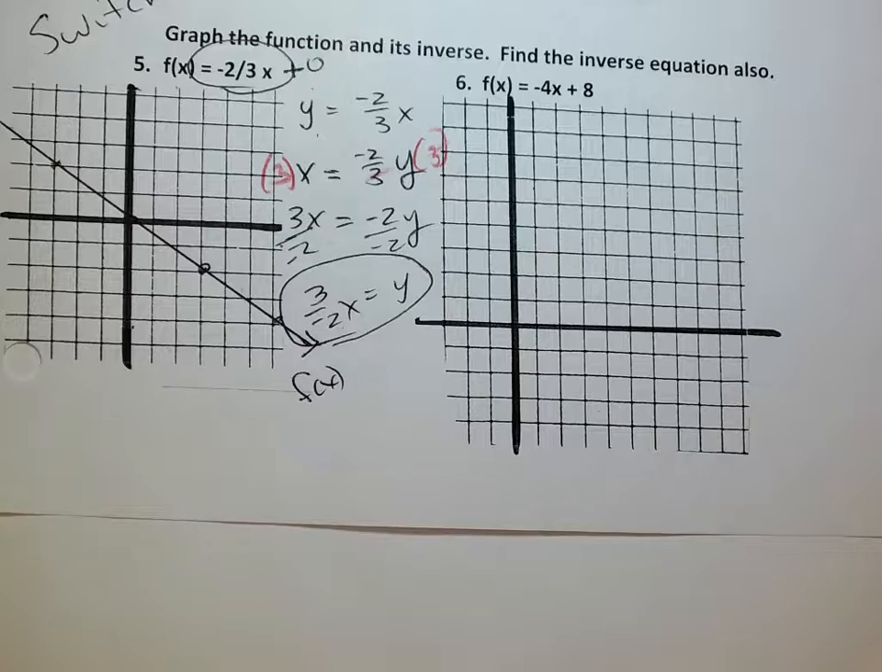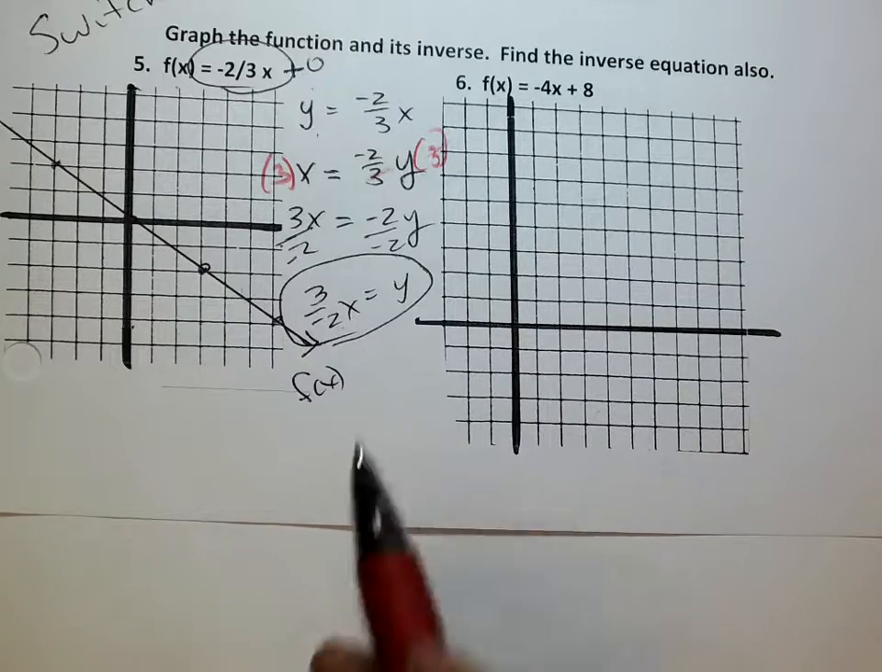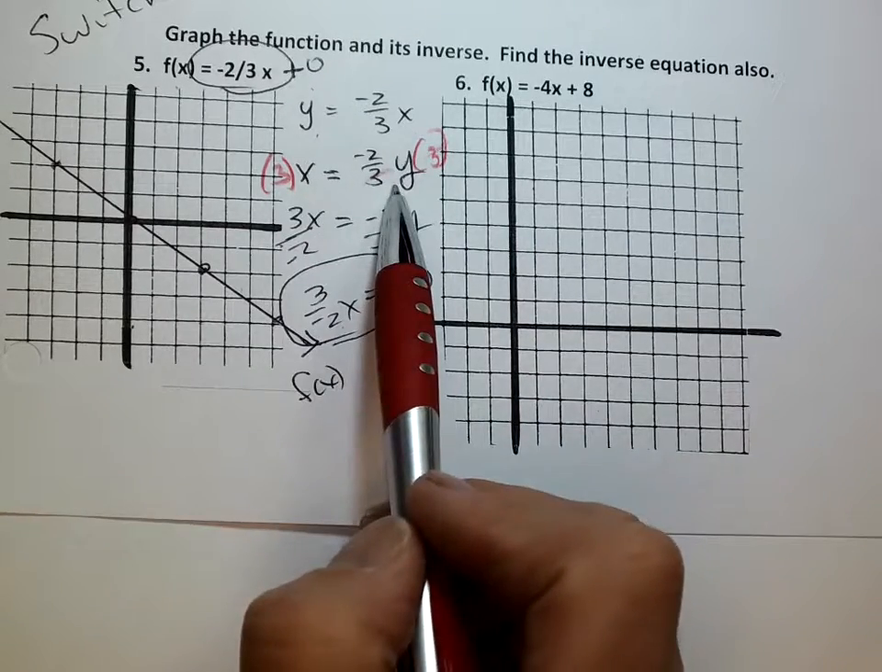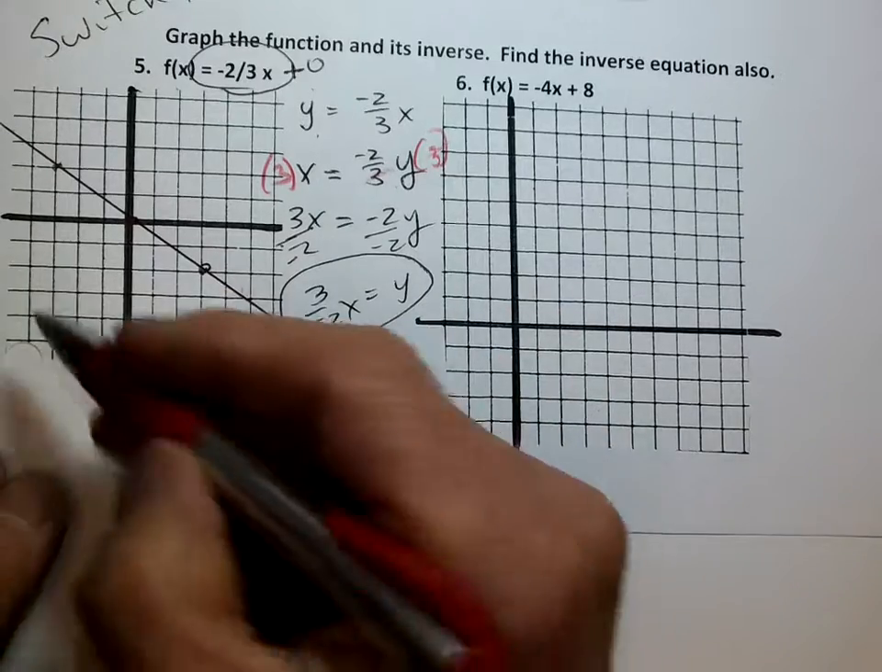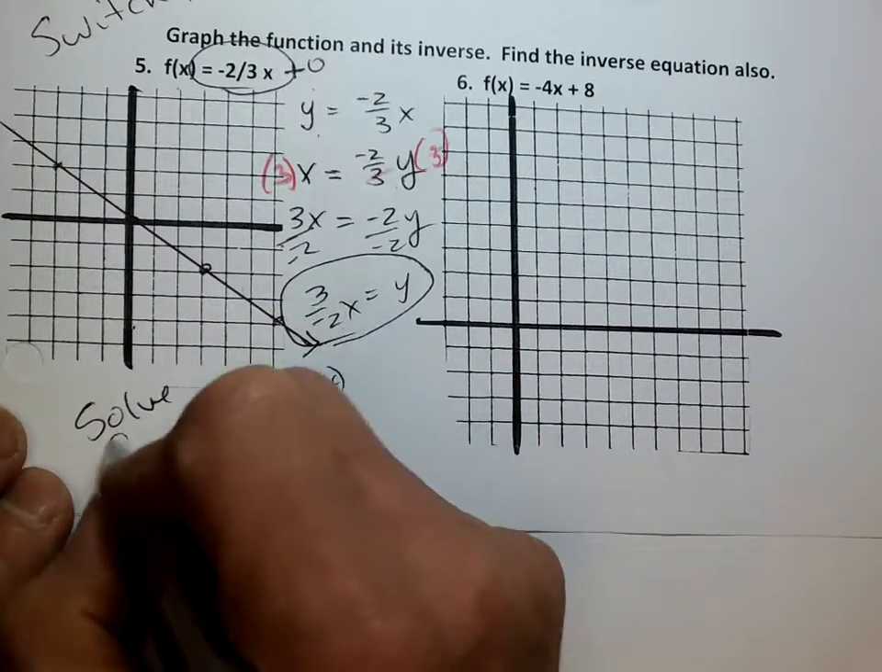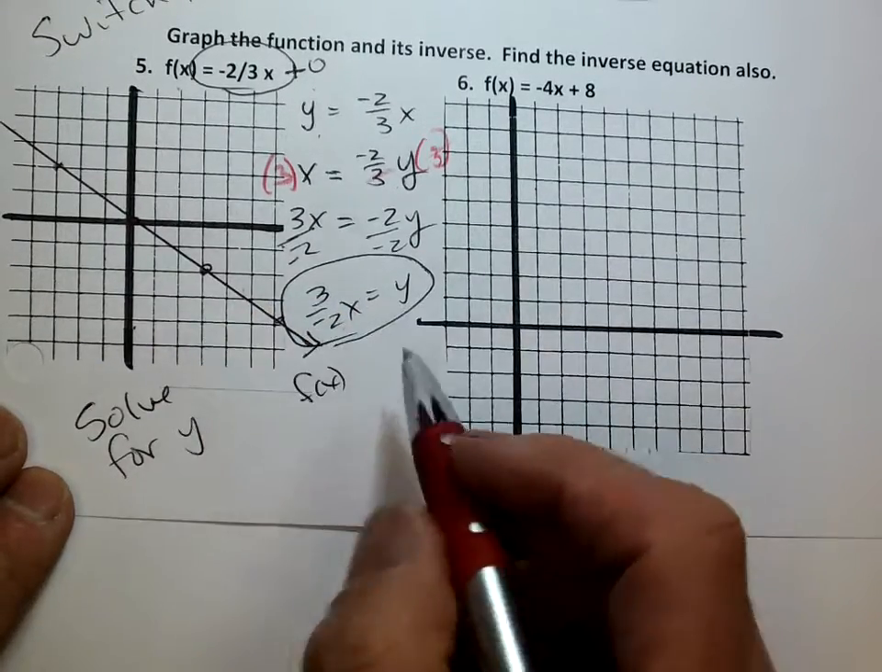I had to switch x and y. And then I had to solve for y. Okay, so I had to solve for y. And that's what I did up there. Now I can graph this.